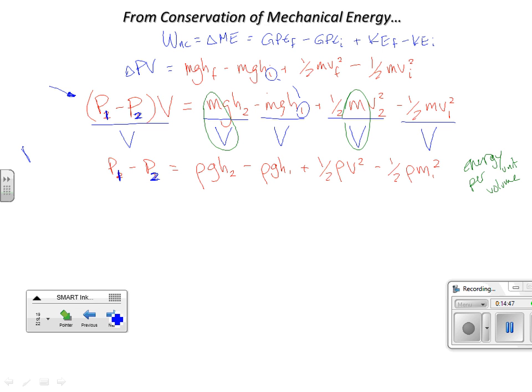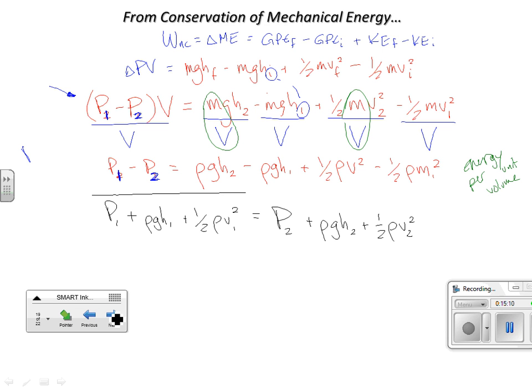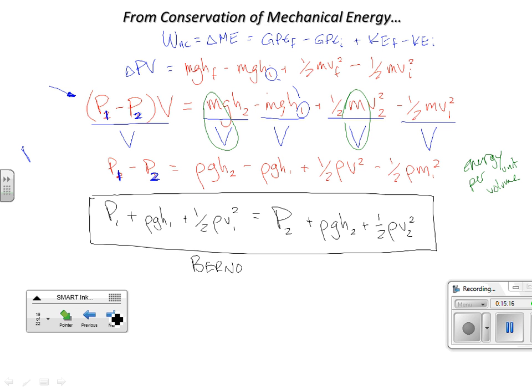So now we can put all the 1 stuff on one side and all the 2 stuff on the other, and we end up with this. P1 plus rho GH1 plus 1/2 rho V1 squared is pressure 2 plus rho GH2 plus 1/2 rho V2 squared. This is called Bernoulli's equation. I think that's how you spell it. It is a statement of conservation of mechanical energy per unit volume for any fluid.